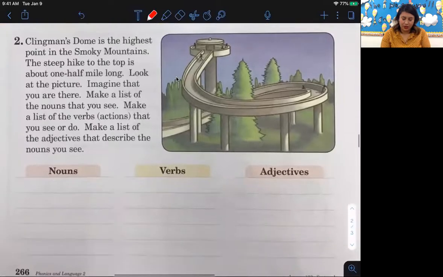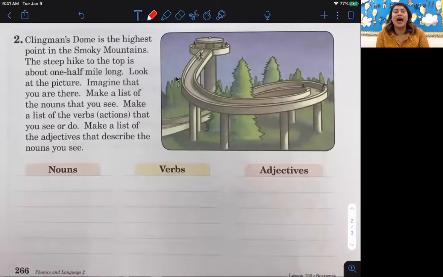Okay, let's go down here. Klingman's Dome is the highest point in the Smoky Mountains. The steep hike to the top is about 1/2 mile long. Look at the picture. Imagine that you're there. Make a list of the nouns that you see. Make a list of the verbs or the actions that you see or do. Make a list of the adjectives that describe the nouns that you see.